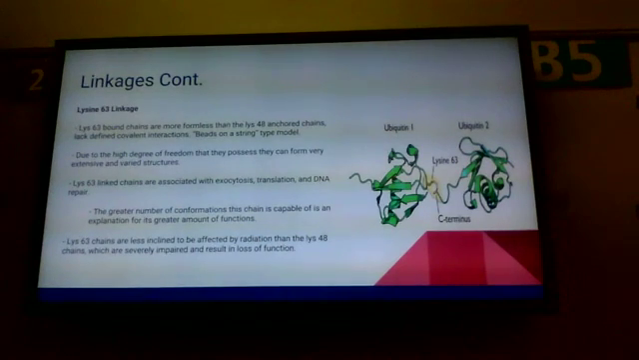Lysine 63 has much more movement and freedom than lysine 48 due to the lack of strong covalent interactions. This leads to many more conformations and much more extensive and varied structures. Lysine 63 linked chains are associated with exocytosis, DNA repair, and translation.